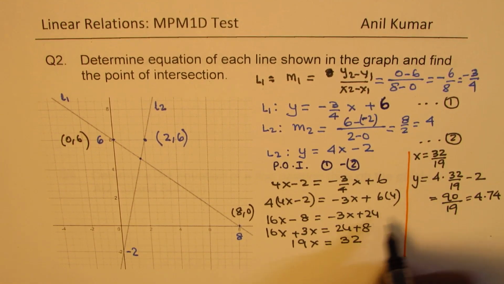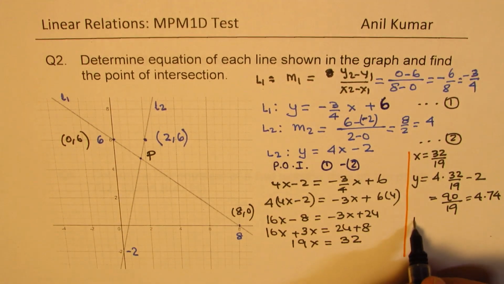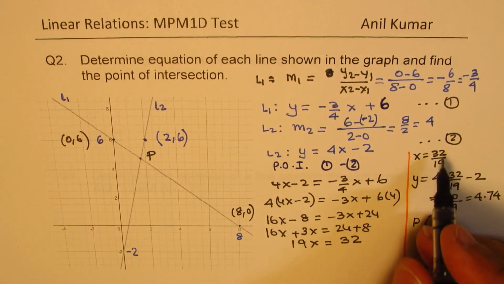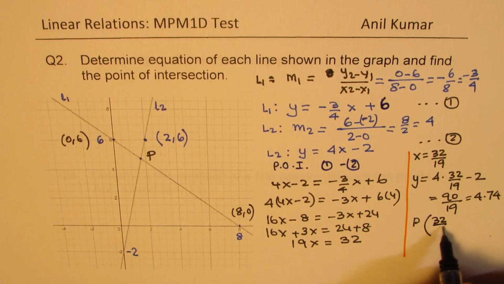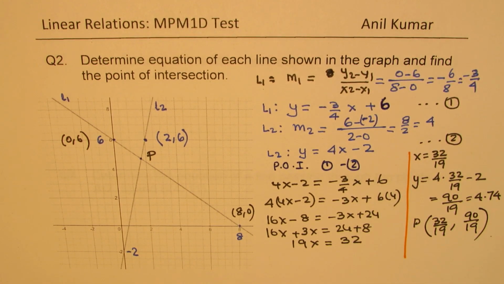So we have this point of intersection. Let's call this point P, as the x value is 32 over 19 and the y value, we'll write in fractions, 90 over 19. Is that clear? So that is how we get the solution of this question. I hope the steps are absolutely clear.